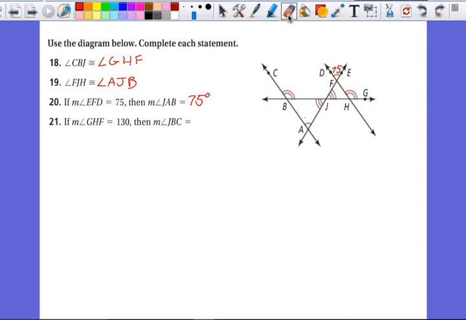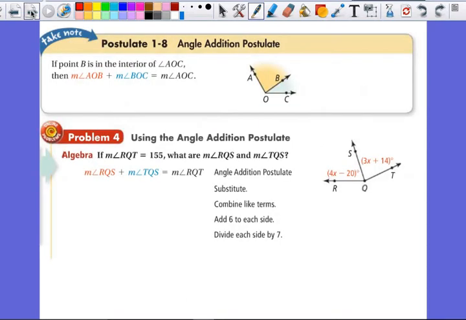All right? And then for our last question here, it says if the measure of GHF, which would be right over here, is 130, what is the measure of angle JBC, which is right here? The thing with that is it's also got the marking of 2, so it would also be 130, so your answer would be 130 degrees. Again, don't automatically assume every angle is equal. We just haven't learned any other options yet, okay?